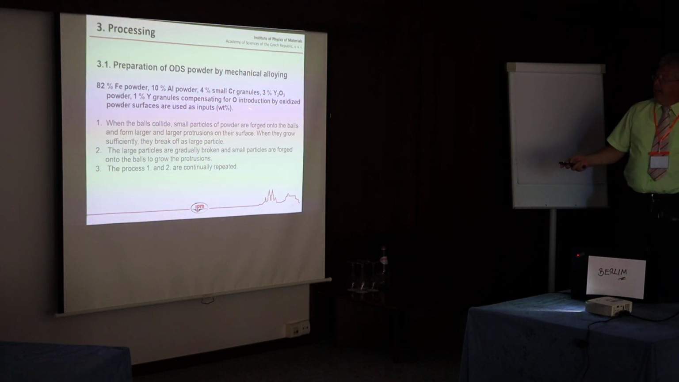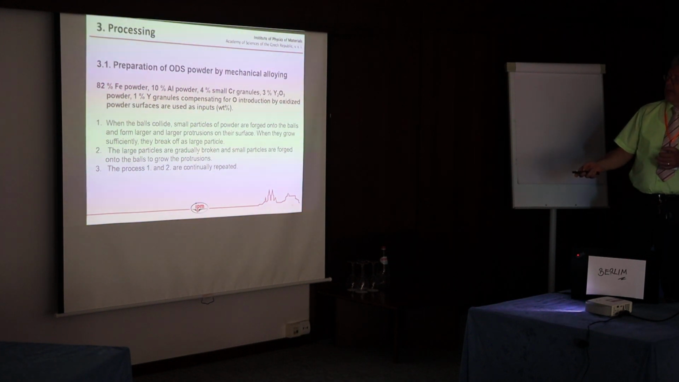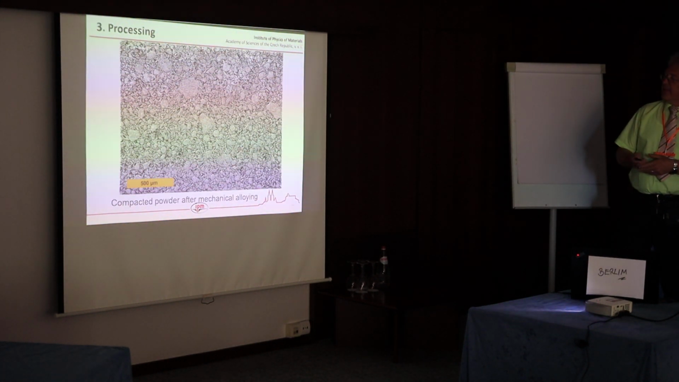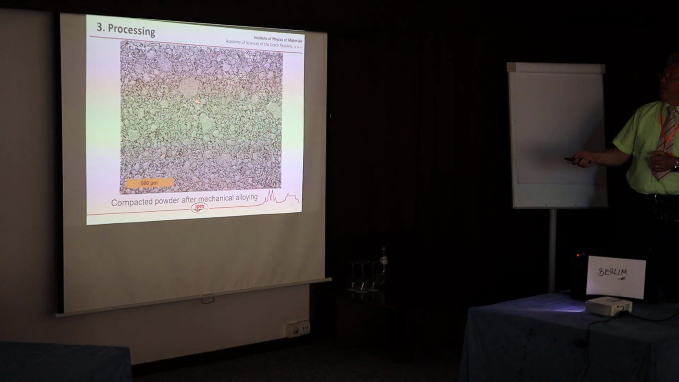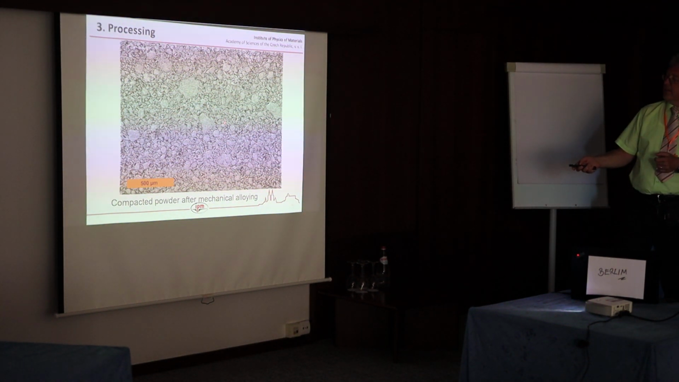The balls collide, the particles are forged into the balls and form larger protrusions on their surface, then they break off as a large particle, and the process goes on and on. The large particles are broken then, and these processes 1 and 2 are continuously repeated. This is how the powder looks after milling. So you can see large particles and very small particles.